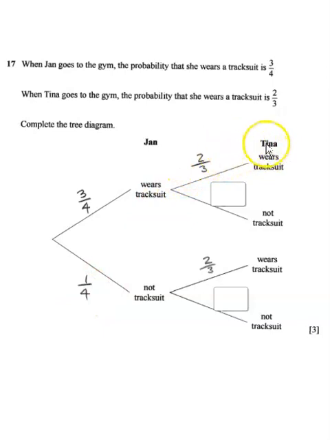The other part of the tree is Tina. And it basically says 2 out of 3 for this one, if she wears a tracksuit. Not wearing a tracksuit would be 1 out of 3 because both of these should add up to 1. And that should be the same as well. And that's basically what you have to do to fill in that tree diagram.